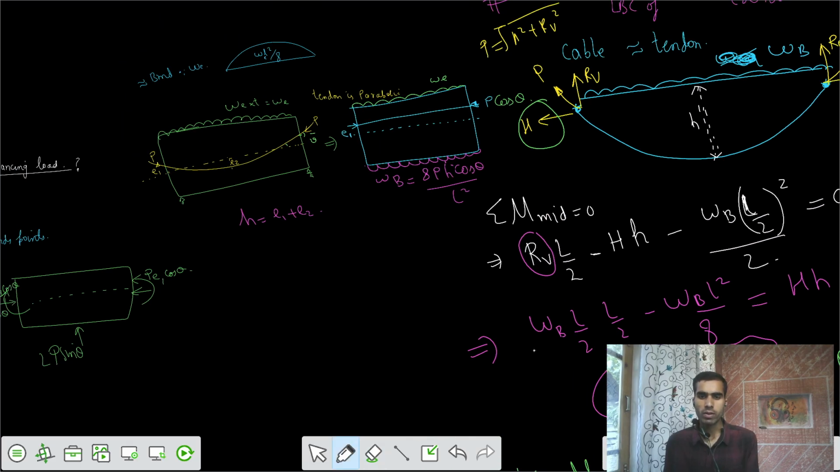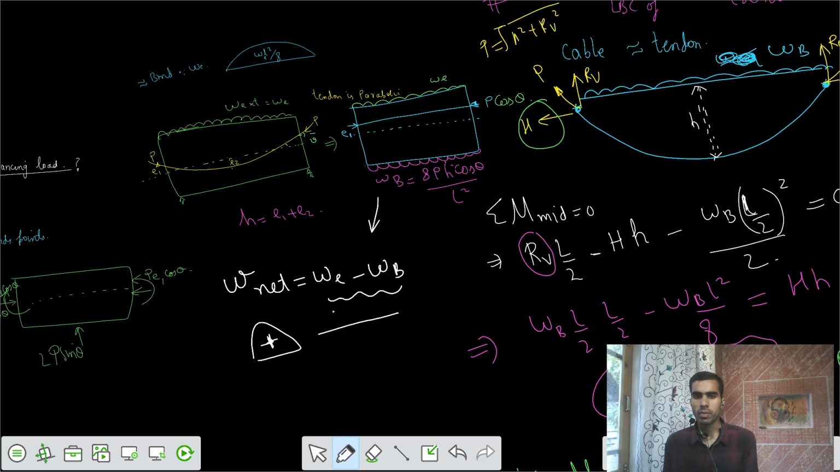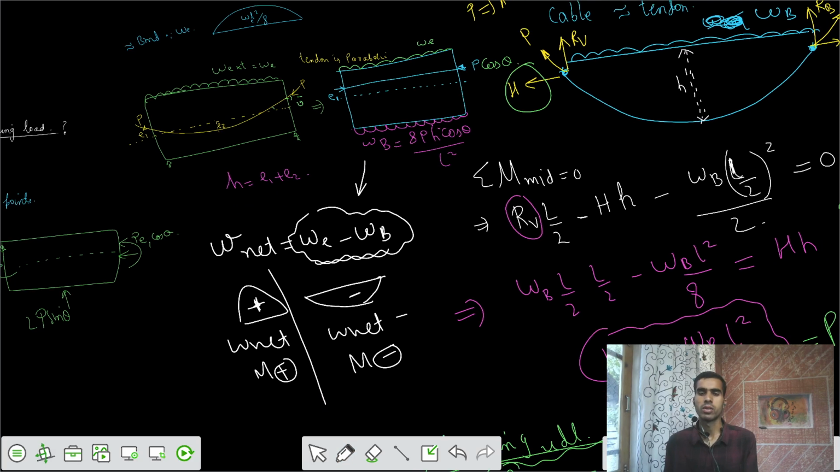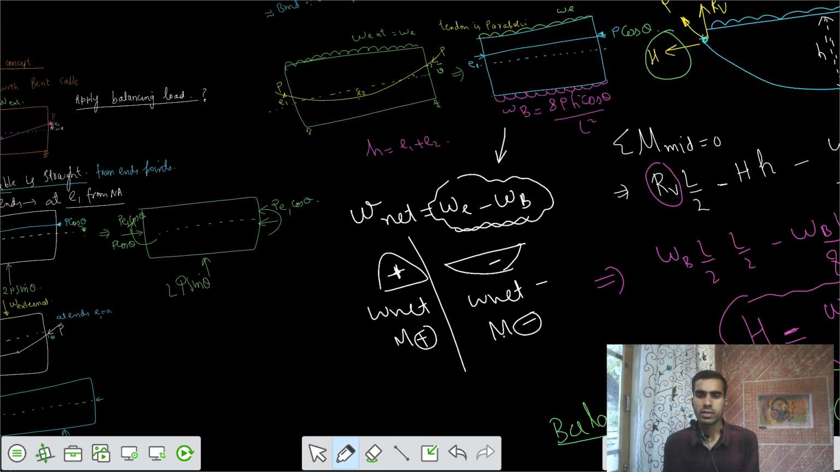Once I have the balancing load, this can be solved in this way: we have some net UDL, that is W external minus W balancing, and depending on its value we can have either a positive or a negative bending moment diagram. If the net value is positive, the BMD is positive. If the net value is negative, the moment is negative, so the diagram would be negative. And the eccentricity part, we can solve that.